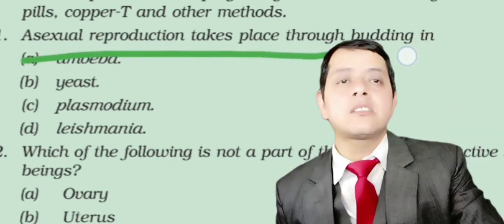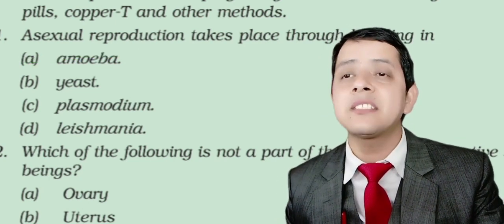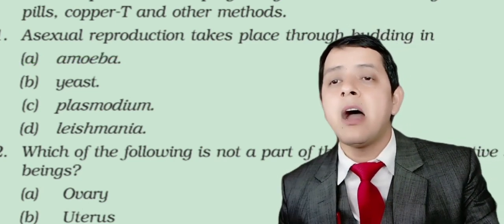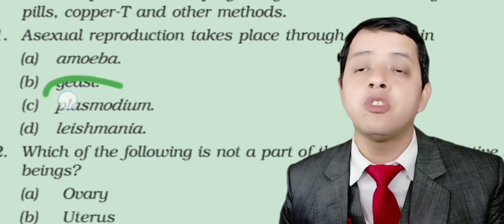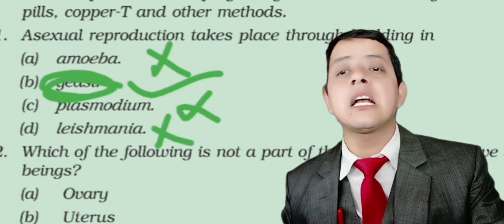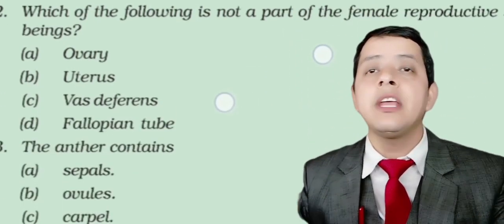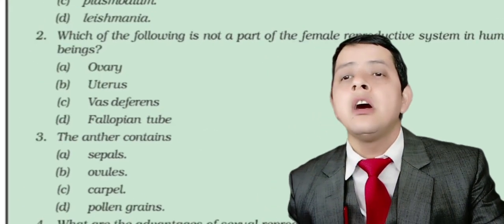It's called budding. Then the answer should be yeast. Yeast is the answer, not amoeba. Amoeba goes for binary fission. Plasmodium goes for multiple fission. Leishmania goes for binary fission again, longitudinal binary fission. That's why it's yeast. Which of the following is not a part of the male reproductive system?